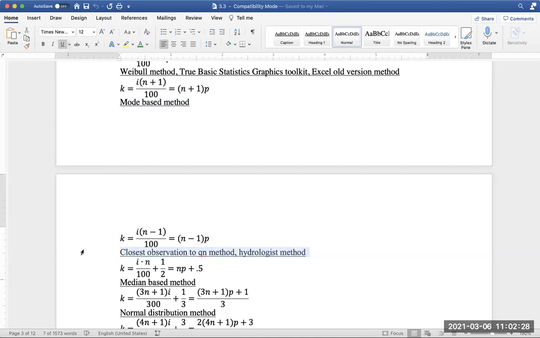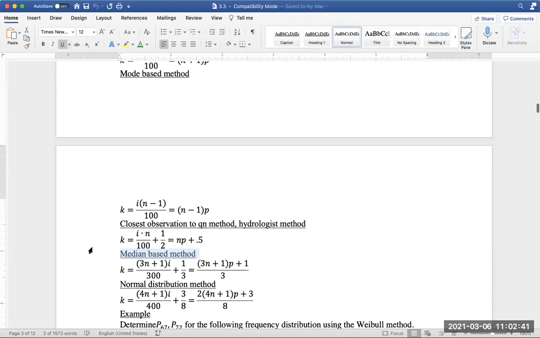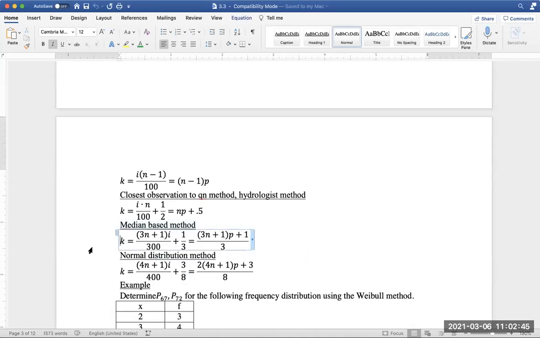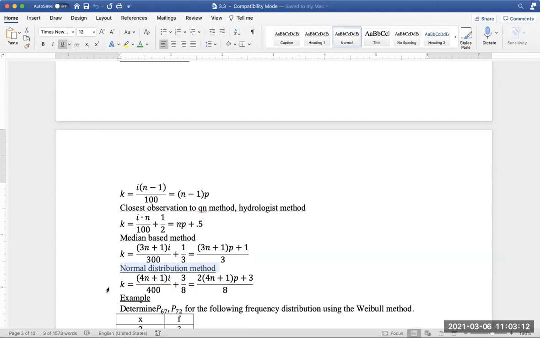In the closest observation method, and in the hydrologist method, in these two methods, K is equal to NP plus a half. In the median-based method, K is equal to (3N plus 1) times P plus 1, all divided by 3. In the normal distribution method, K is equal to (4N plus 1) times P plus 3, all over 8. So you have six differing formulas to find what the position is. Now, this is not an exhaustive list. I'm sure you can find other methods that are used by other people, but these are the top dozen differing ways to compute quantiles or percentiles.